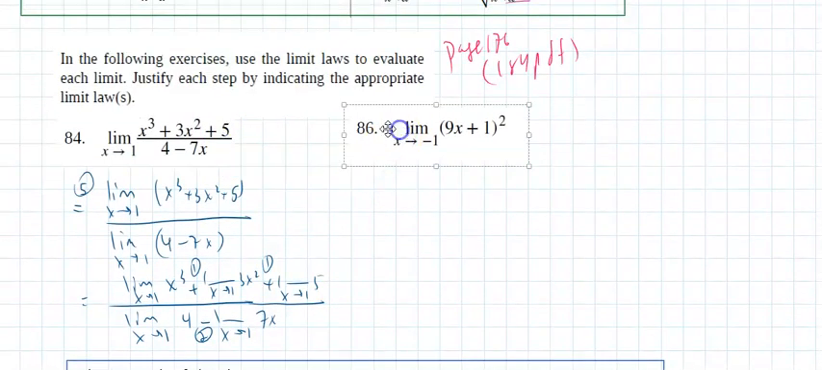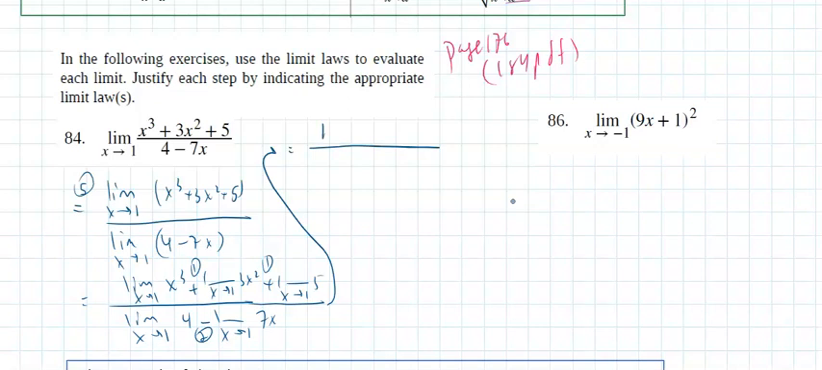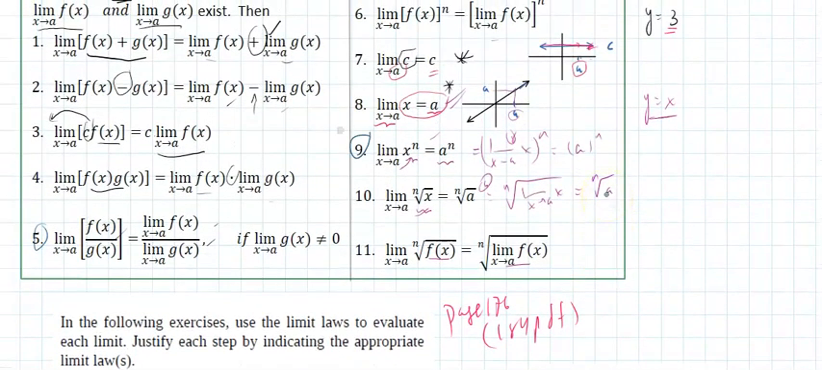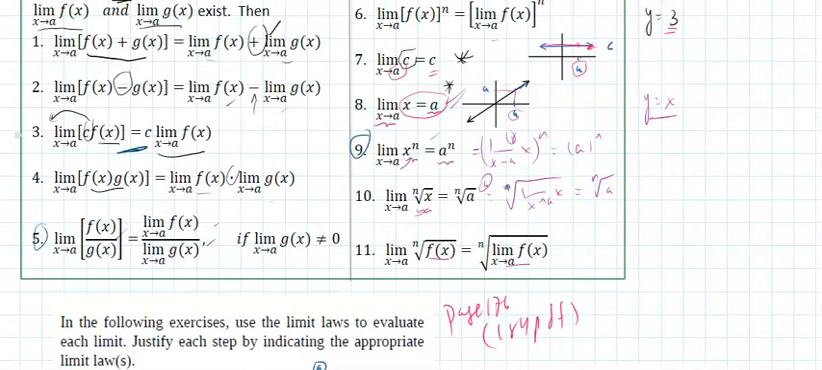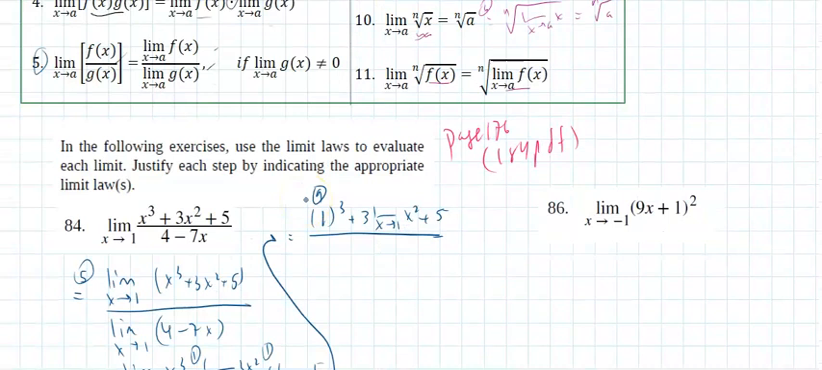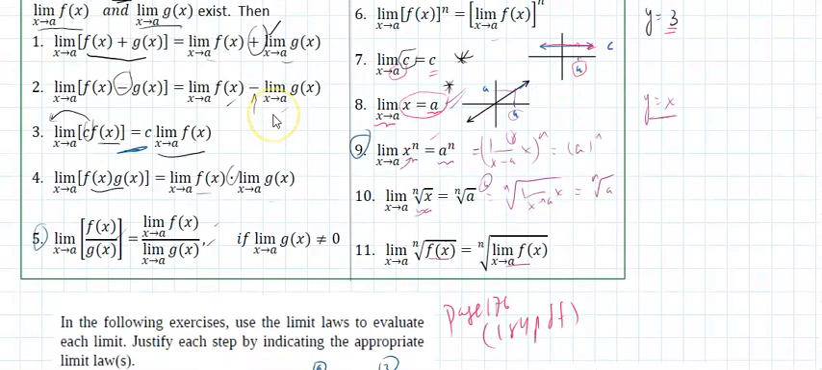And now that would be 1 cubed plus 3 times the limit as x approaches 1 of x squared plus 5. And what allows us to do that? For x cubed, I just substituted that in. And for the constant, the limit of the constant is the constant.